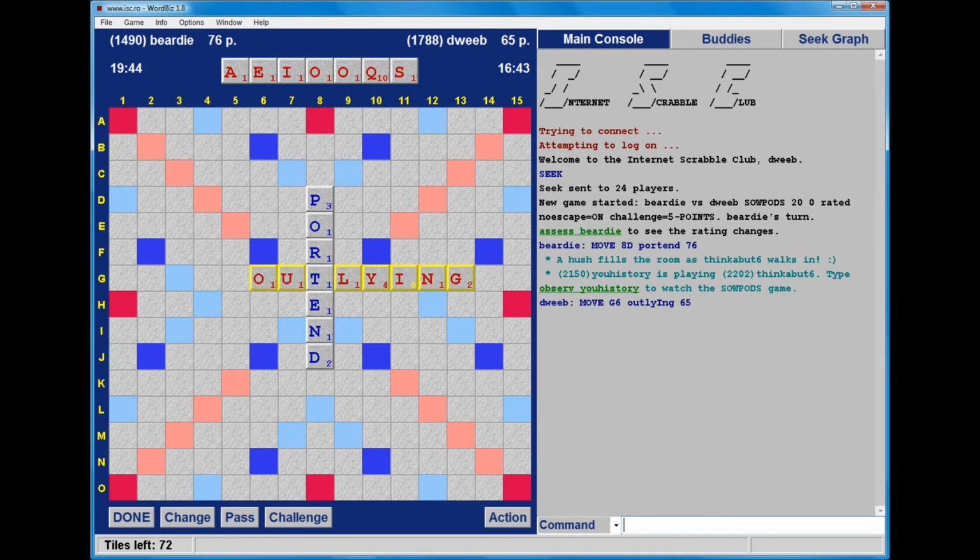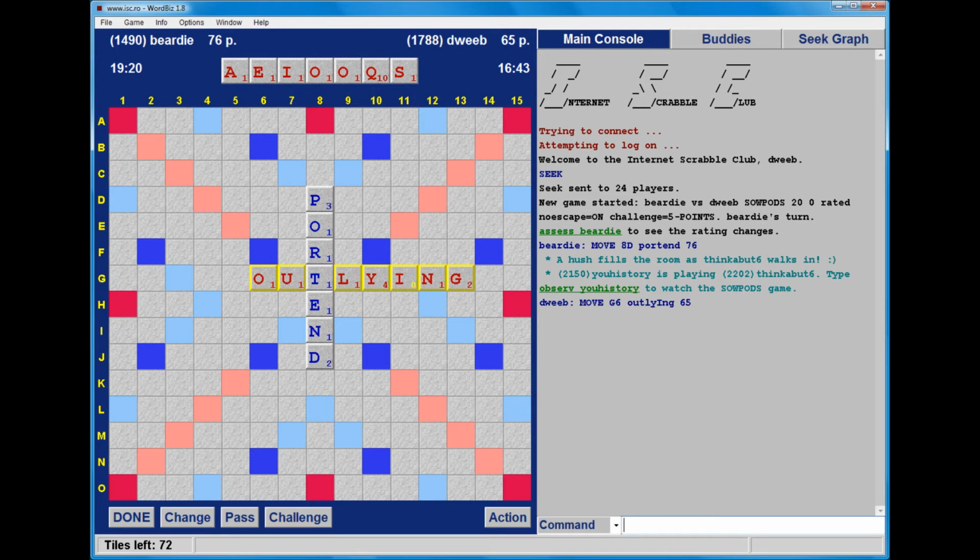I draw the Q. Fortunately, I have the I to go with it to make chi. I can play that just to the right of portend, making chi and pi. And I've also got it underneath the O of outlying. So I am going to be able to play my Q.